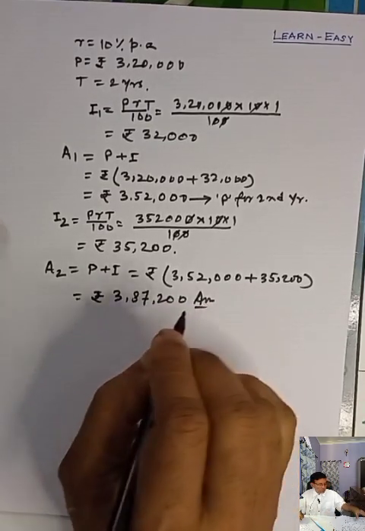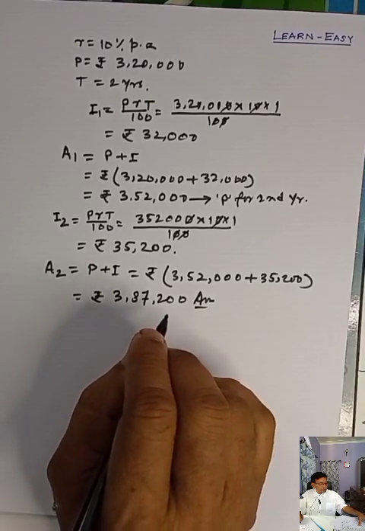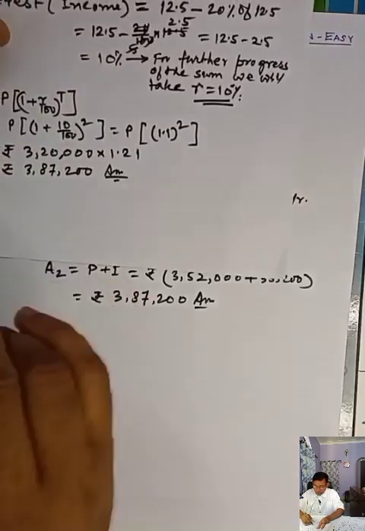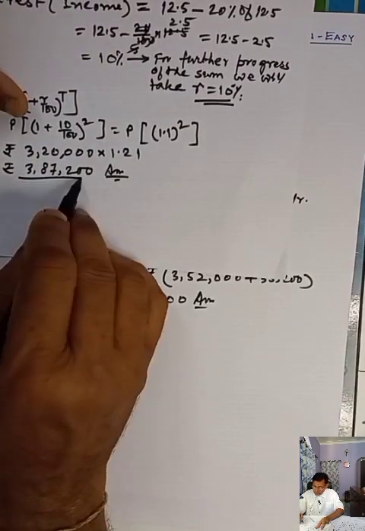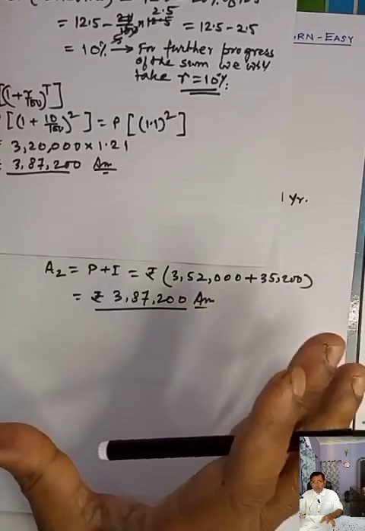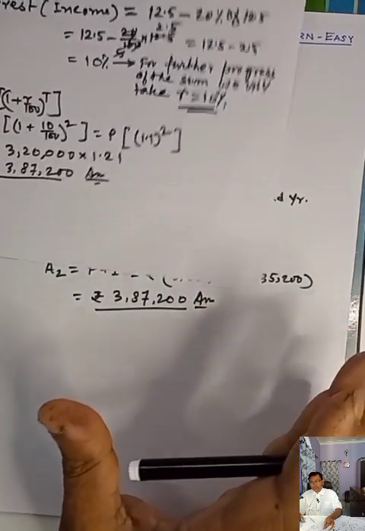We compare these two answers, both will be the same. This 3,87,200 and this 3,87,200. So in this way we can solve the problems of compound interest.